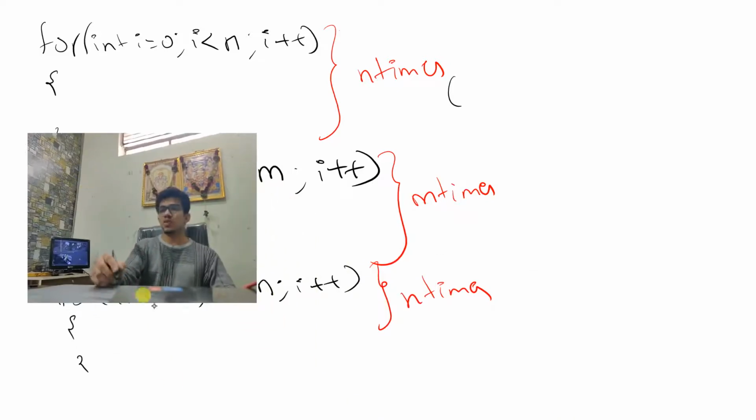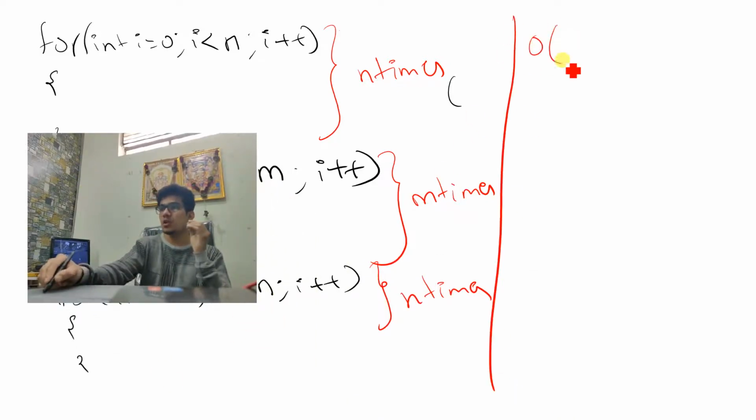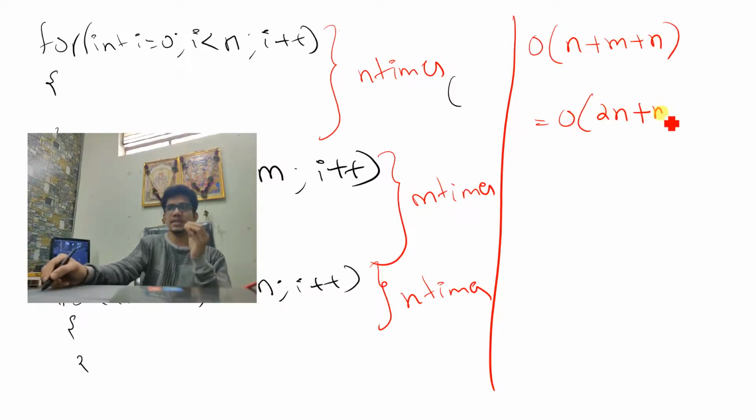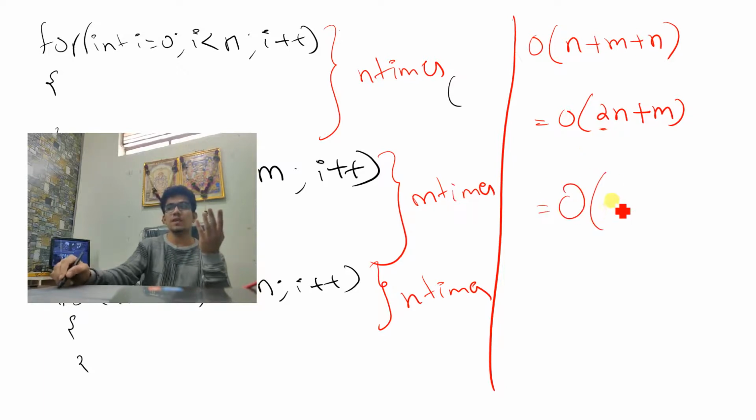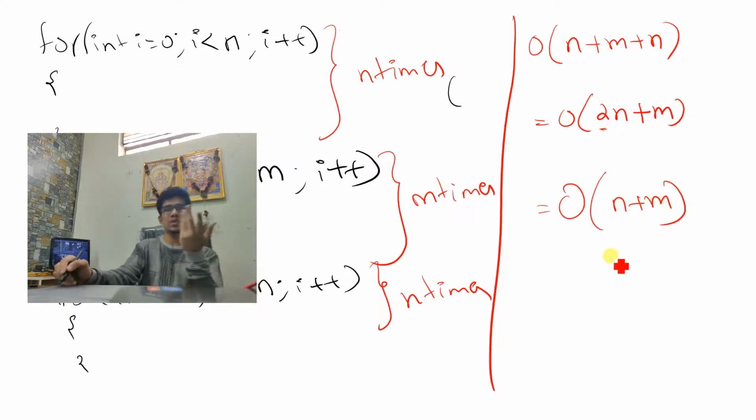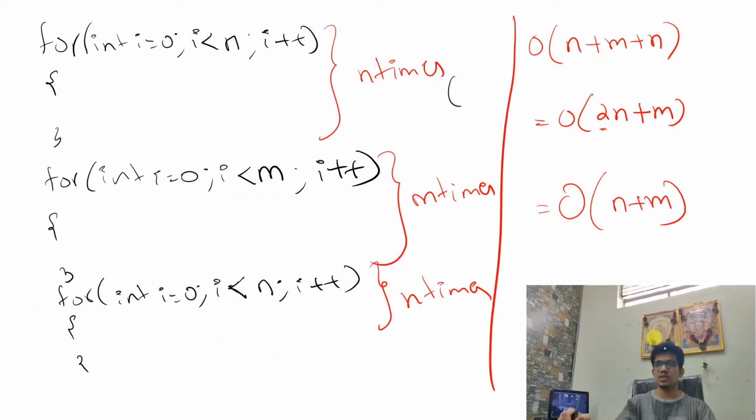Now if I write the time complexity of them, it is order of n plus m plus n, which can be written as order of 2n plus m, because n and n combine here. Now since there is a coefficient here, I have to ignore that. So it is order of n plus m only, because that 2 is gone. You can take these notes also.